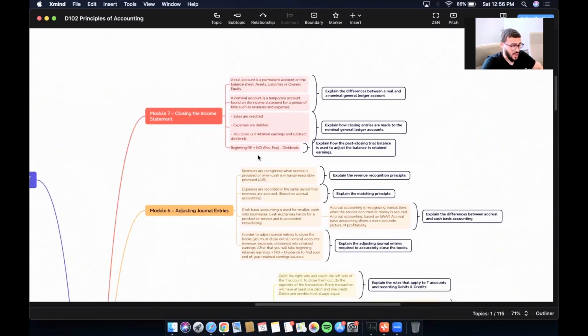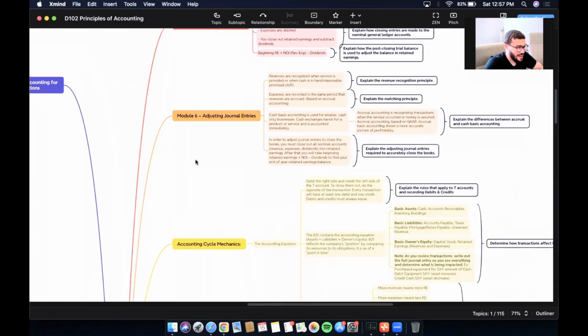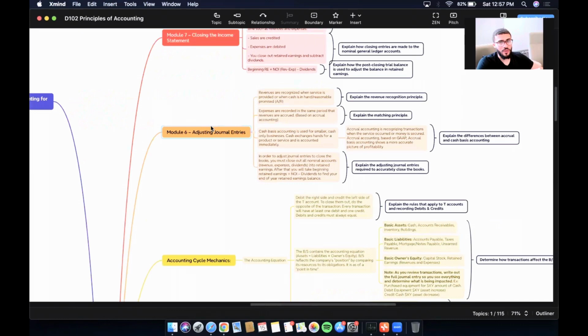And here some questions are: explain the differences between a real and a nominal general ledger account. Explain how closing entries are made to the nominal general ledger accounts. And explain how the post-close trial balance is used to adjust the balance in retained earnings. Make sure to know that stuff. For module 6, this isn't in order, by the way. This is all over the place because it's a mind map.